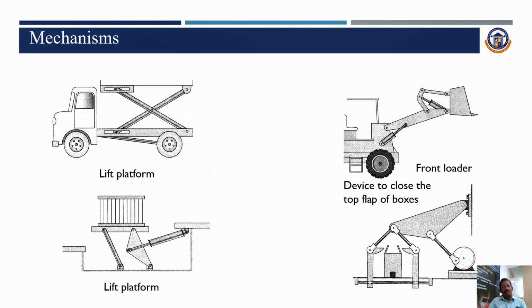Next, examples of a mechanism. In a lift platform, we can lift heavy weight by using this mechanism, by using a jockey or lifter. Next, it is like a front loader JCB. We can change to any angle by using the mechanism. A hydraulic jack can convert one motion to another motion. We can change it by using a mechanism.